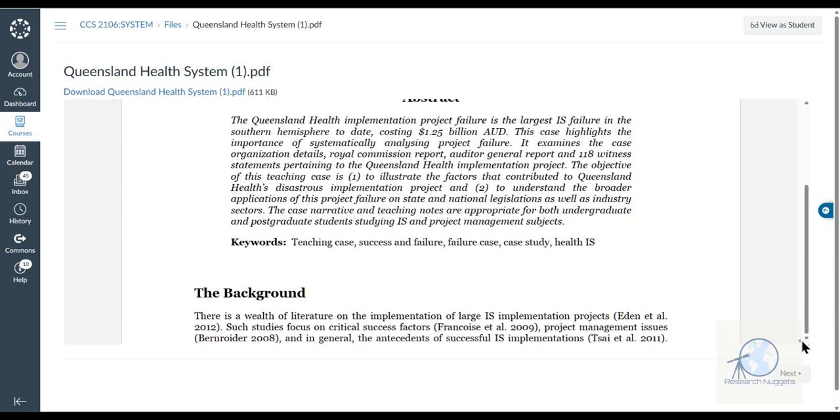As we go through this course, we are going to be looking at what things went wrong, what the likely scenario is if such an occurrence were to happen within our own case, and how we can better do a system analysis and better design a system, while avoiding falling into the trap that the Queensland Health Implementation Project fell into.